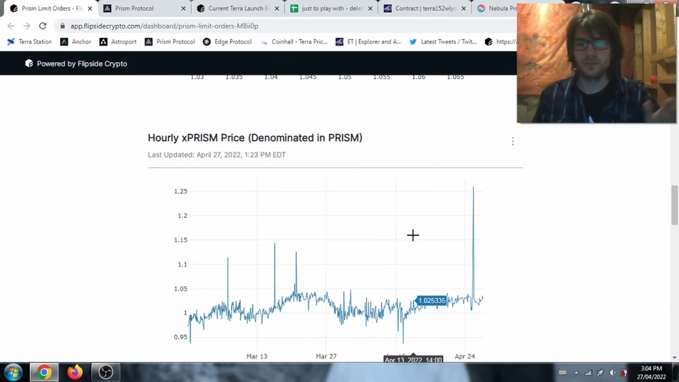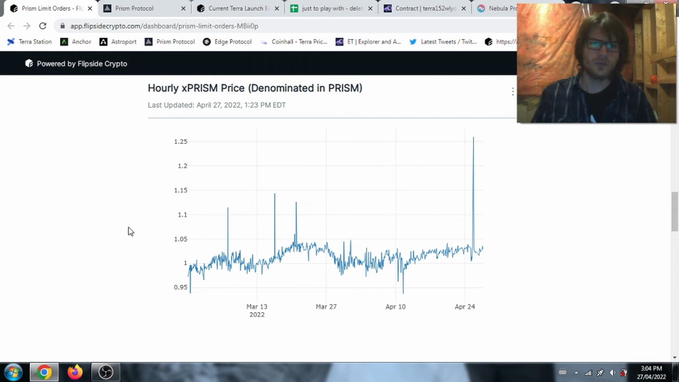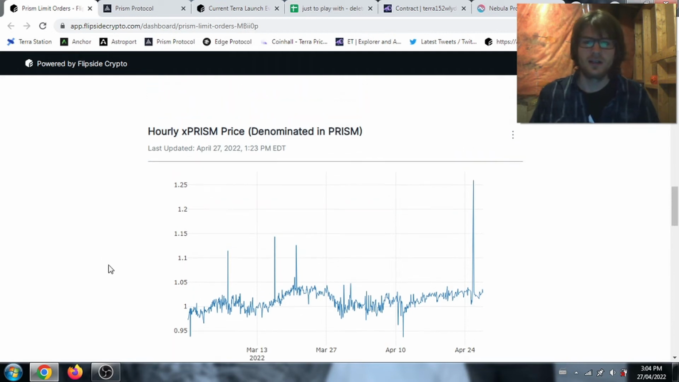And I've also done something else to help you. I've given you right here the price of X Prism in Prism. You can see there was a spike. Check this out. Just a few days ago, for a moment, the price of X Prism spiked to 1.25 Prism. What? Why so high? That's crazy. I think I know why that happened. I think it was an ARB gone wrong. I think a whale claimed his Prism rewards from Prism Farm and tried to convert them to X Prism, but he had so much that he shoved the price up really high.